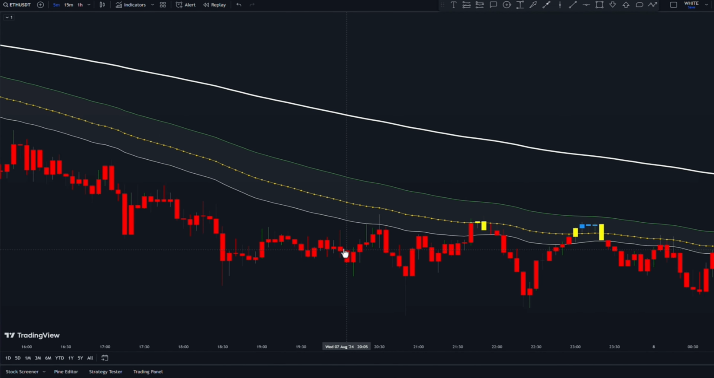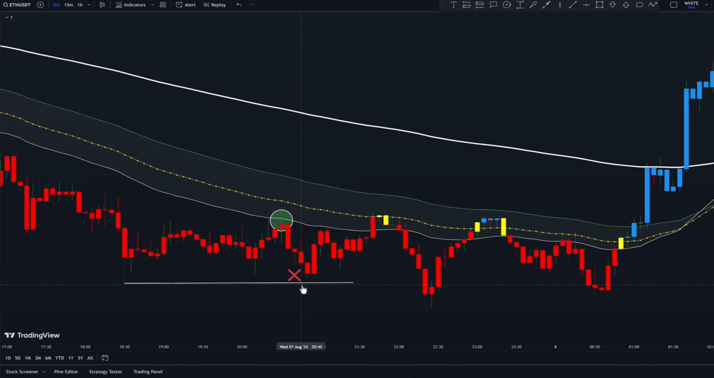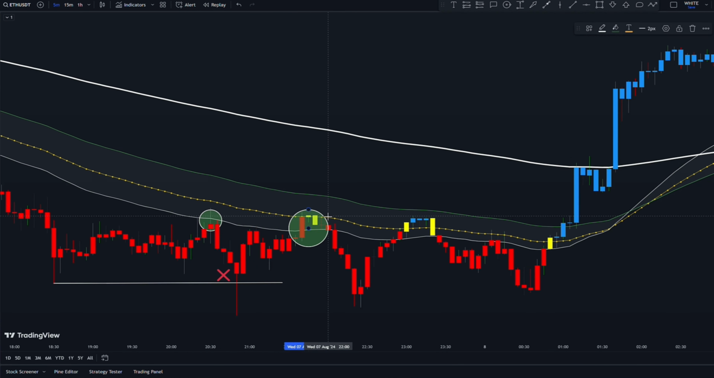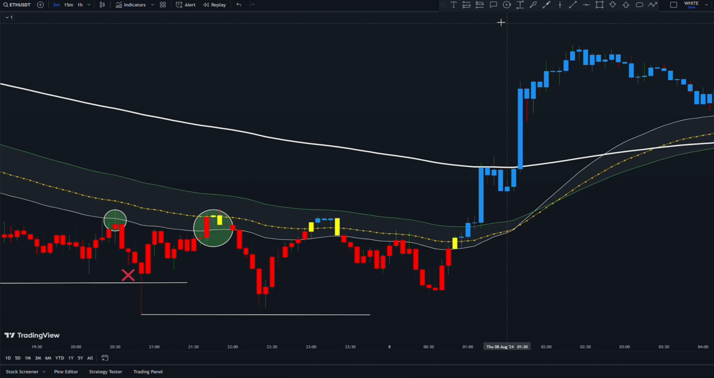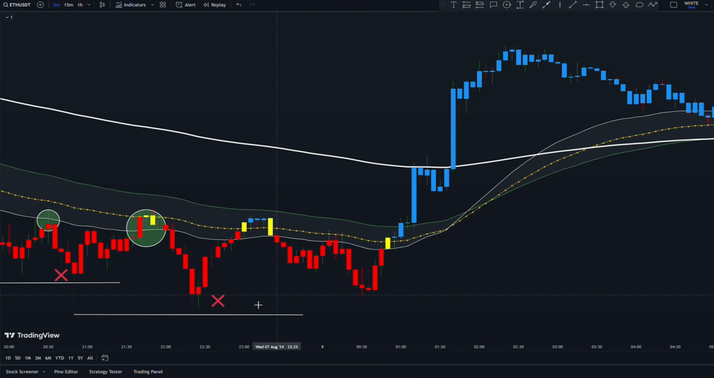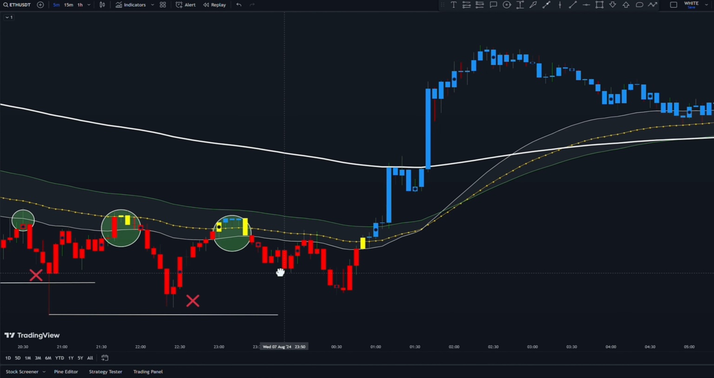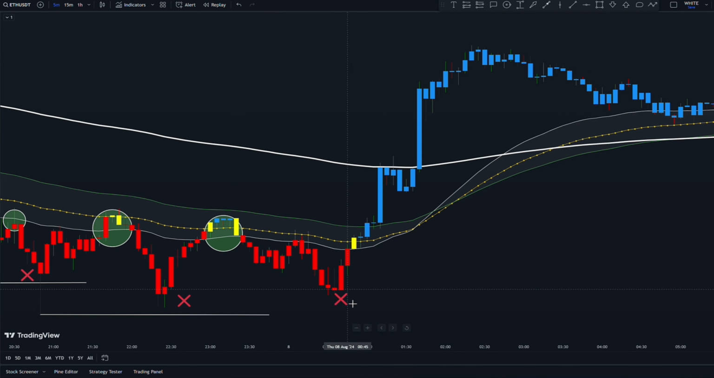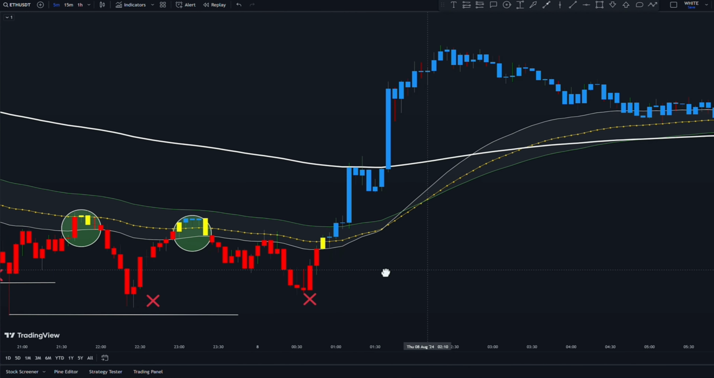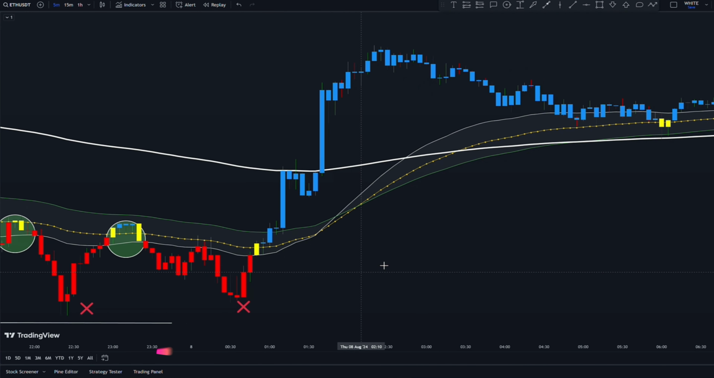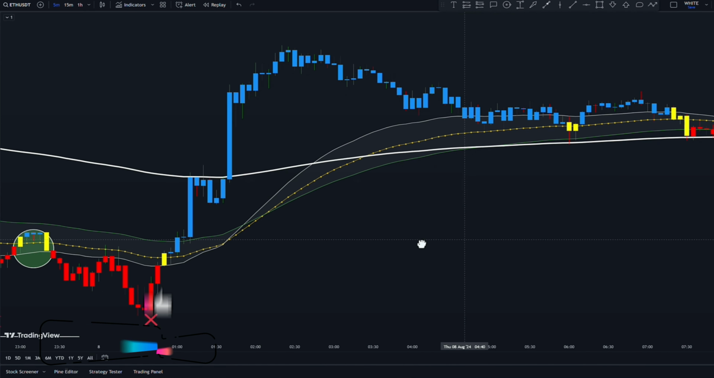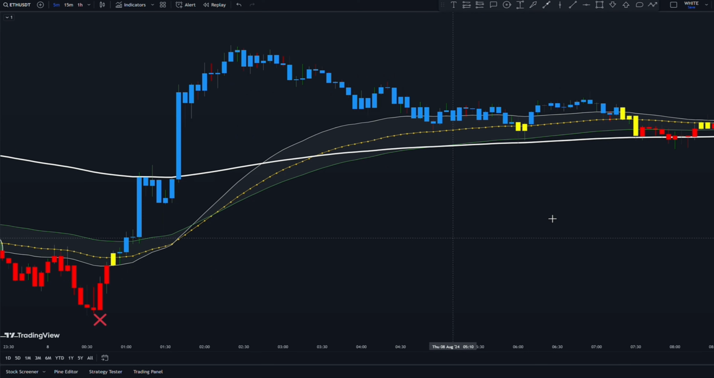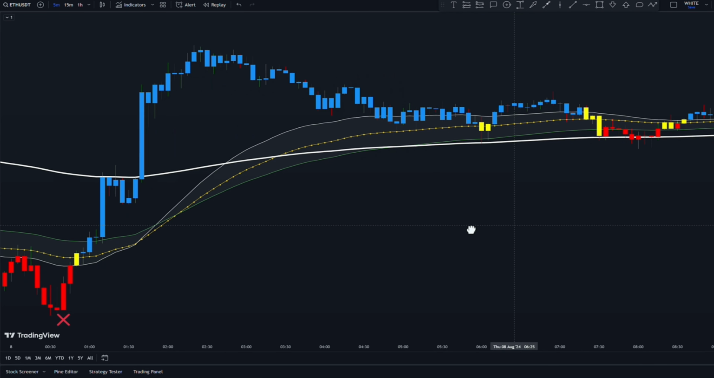We see another pullback, but this time the price couldn't break below the recent swing low. Moving on, we have yet another pullback. Drawing a horizontal line from the new recent swing low, we notice the price couldn't break below this line either. The next pullback also fails to break the recent swing low. After these failed attempts, the price eventually breaks through the moving averages, signaling the start of an uptrend. This shift indicates that the market is now moving upwards and we should adjust our strategy accordingly.